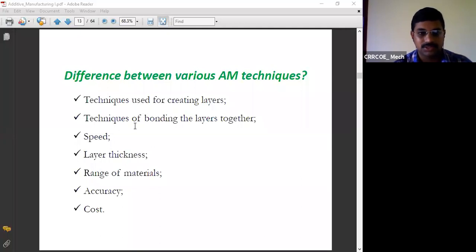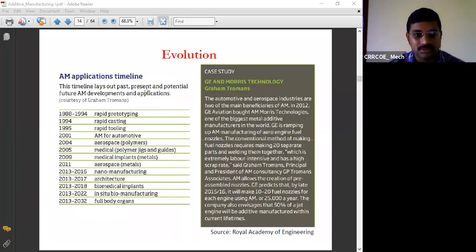We choose these techniques and techniques of bonding the layers together. This is one more parameter, and speed and layer thickness. Layer thickness also plays an important role in creating or in reducing the components, range of materials, accuracy levels, cost.